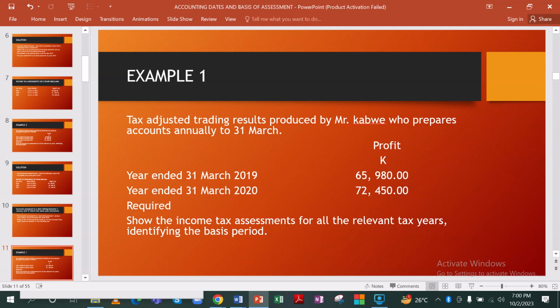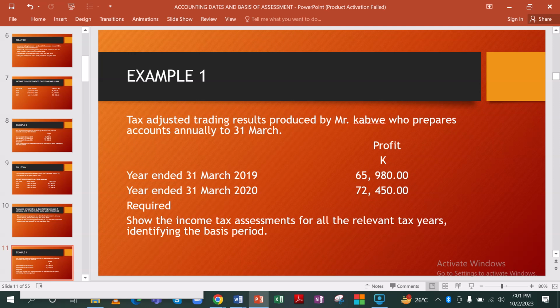Required. Show the income tax assessments for all the relevant tax years, identifying the basis period. Okay? So I'm using these simple examples just to drive the point home, so that you are able to understand fully how to apply these rules. Because I believe if you understand this simple example, no matter how complex the question can be, by merely applying the principles, you still go through. Okay, so that's the idea behind.